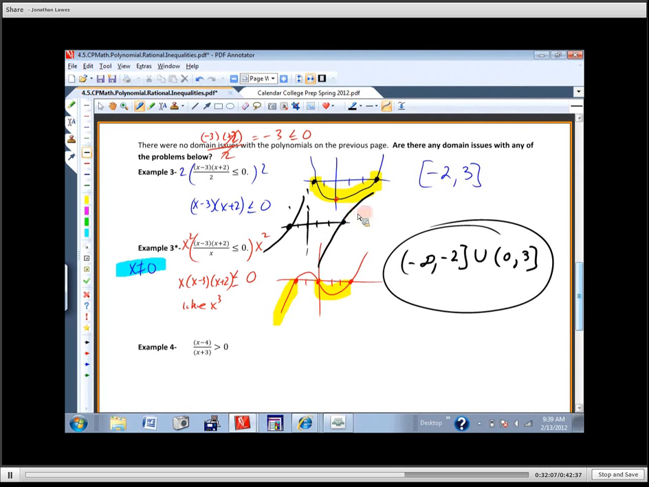So notice this is above where that's above. This is below where that's below. This is above where that's above, and this is below where that's below. It's a more complicated graph, but you could do it that way also. Okay. All right. Any questions? Okay. Let's do the next one then.